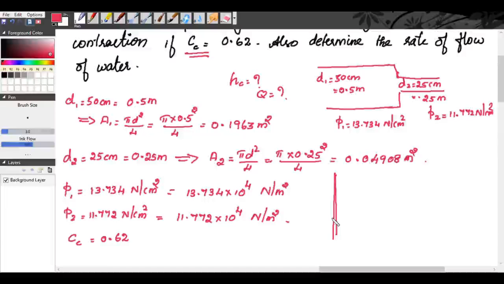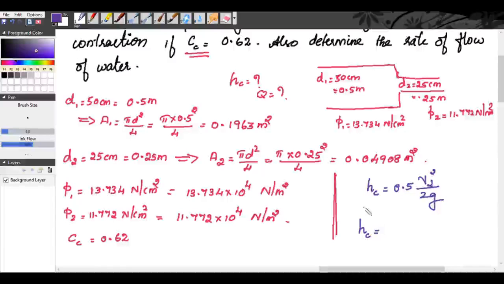See, while discussing the theory part, I forgot to tell you one thing. While explaining the minor losses, in order to determine the losses due to sudden contraction, I told you the formula is HC, that is head loss due to sudden contraction, is equal to 0.5 V2 square divided by 2G. Yes, this is correct. But this is correct when you know V2.